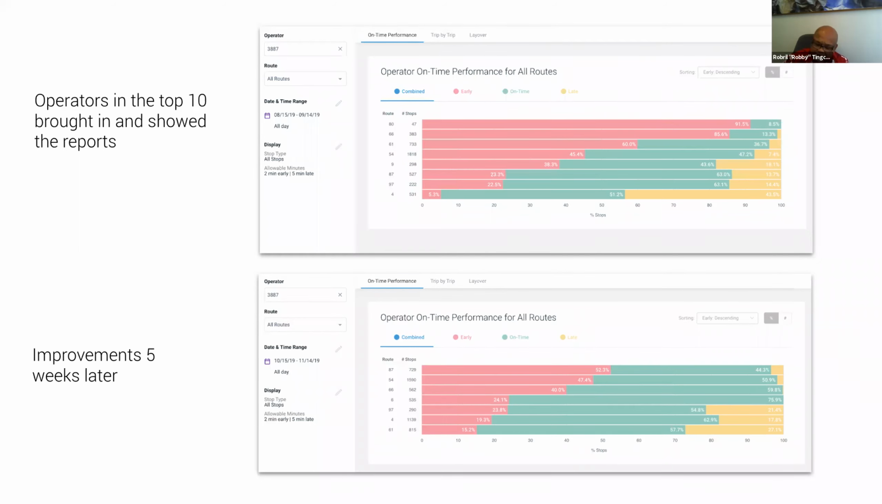about 5-6 weeks later he returned to my office and said, hey, can you run the report again? I want to see if I'm still in the top 10. In this case, he took the initiative to bring his on-time performance closer to on time and have fewer earlies, and he made a significant improvement over the last month after seeing these reports.